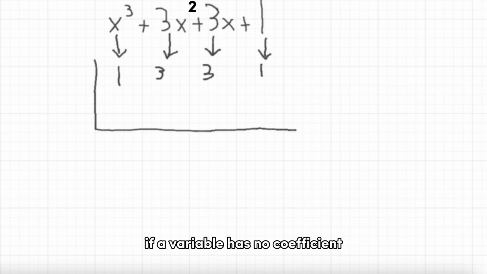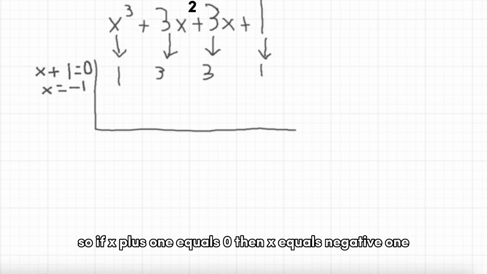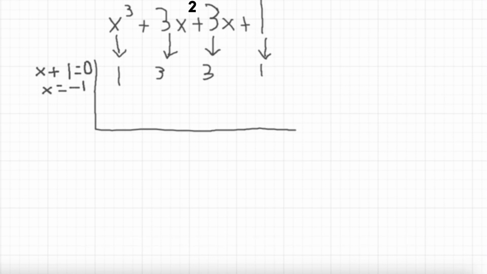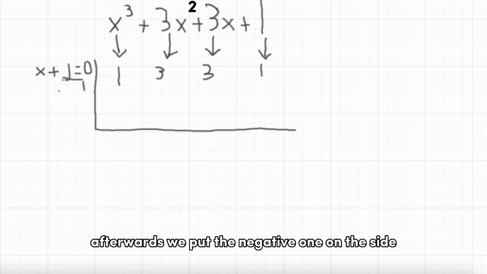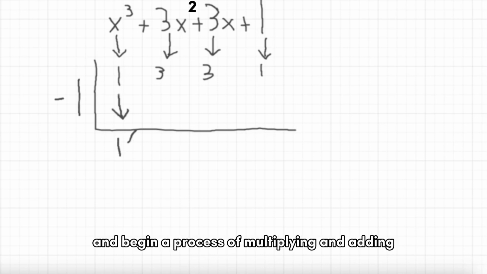If a variable has no coefficient, then its coefficient is 1. And if a constant is there, then we use the constant's value. Now for the divisor, we set it equal to 0 and then solve for x. So if x plus 1 equals 0, then x equals negative 1. Afterwards, we put the negative 1 on the side. Now you bring down the first coefficient and begin the process of multiplying and adding.